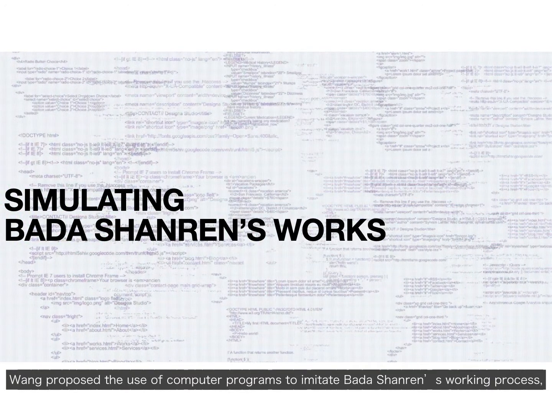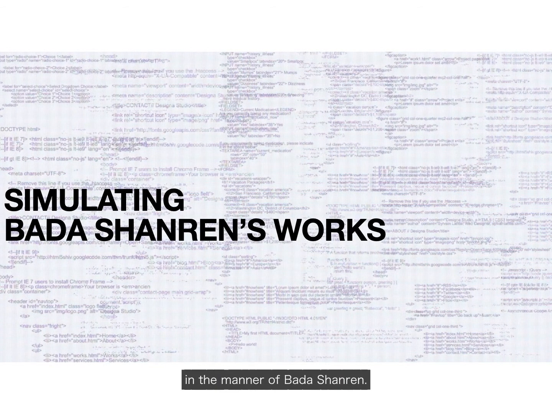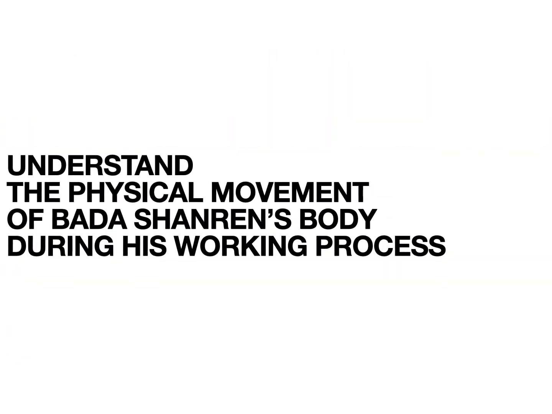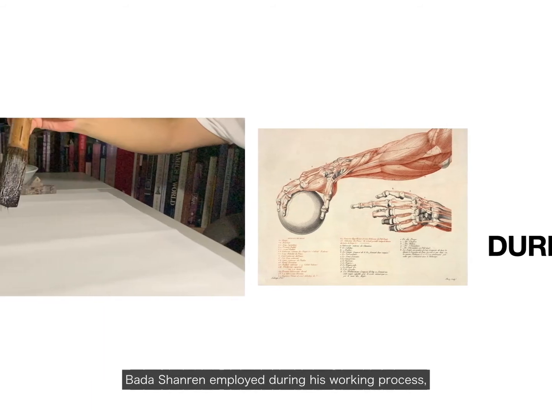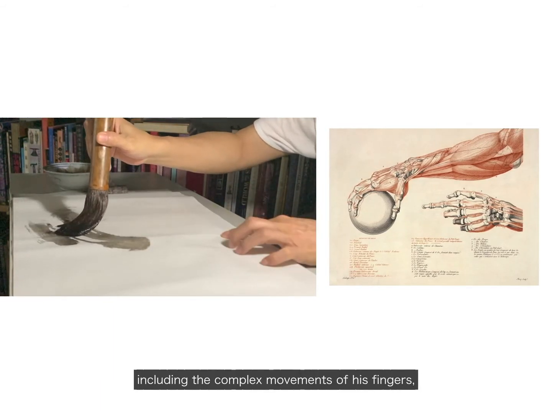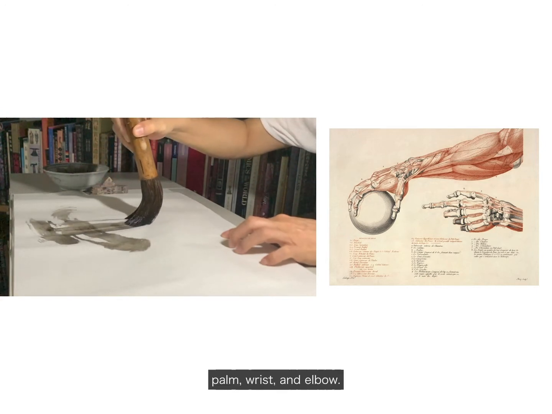For the second research direction, Wang proposed the use of computer programs to imitate Bada Shanren's working process, or even to create artworks in the manner of Bada Shanren. For this direction, he suggested first understanding the physical movement Bada Shanren employed during his working process, including the complex movements of his fingers, palm, wrist, and elbow.